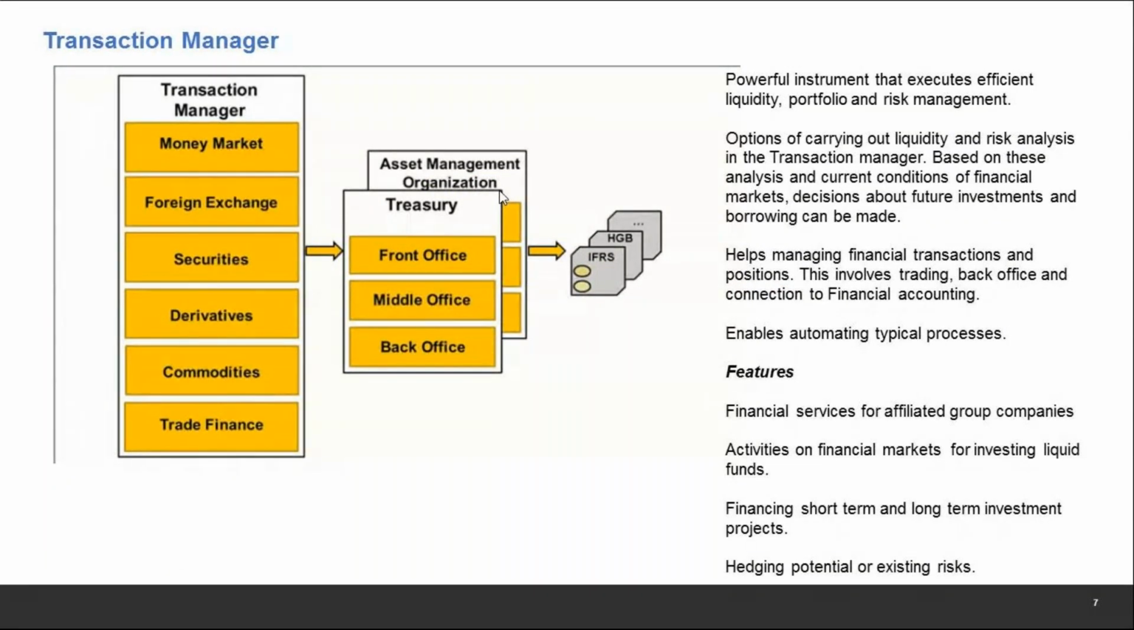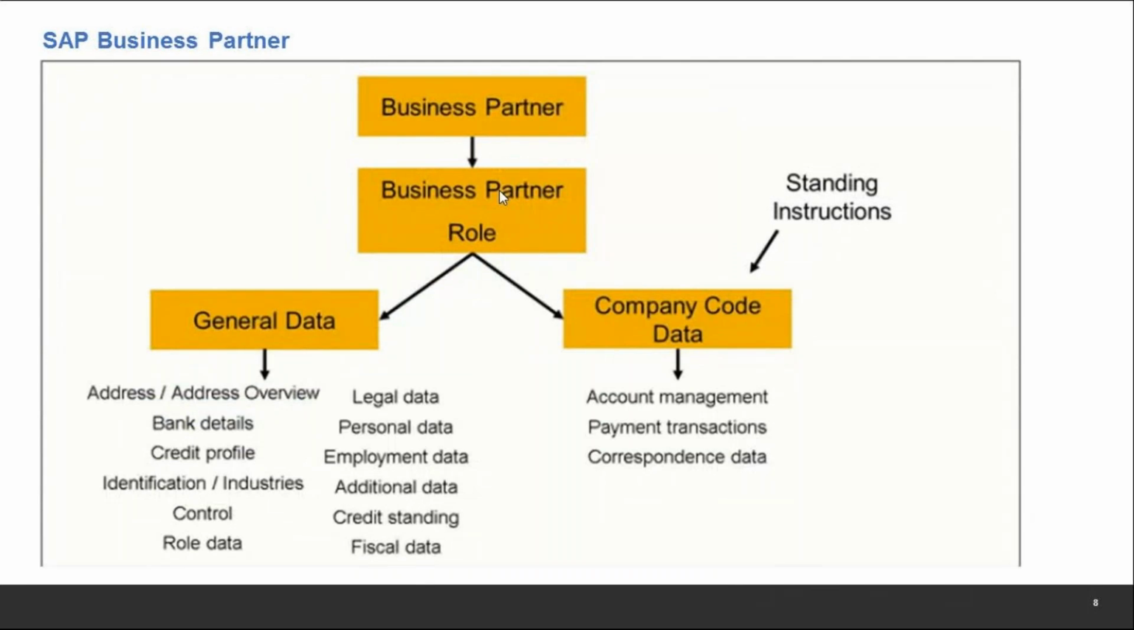Now, SAP Business Partner, as I said, is the most important master data in treasury. It's different and a bit more complicated if you are starting with treasury than finance. The standing instructions are made there. There are specific tables, different from your finance tables, which are used. Different structures are used, and treasury was probably one of the first modules where business partner was implemented.